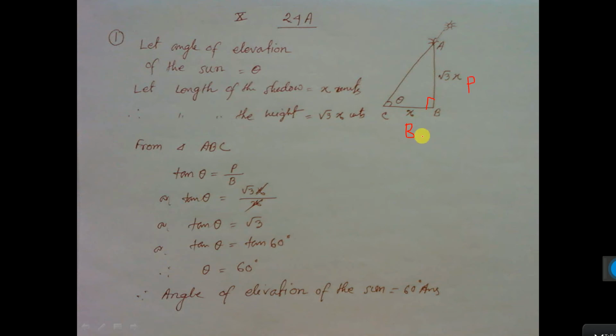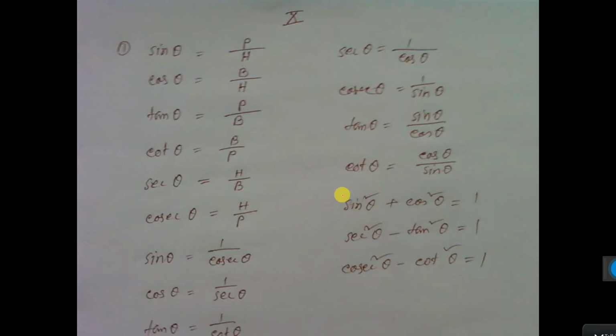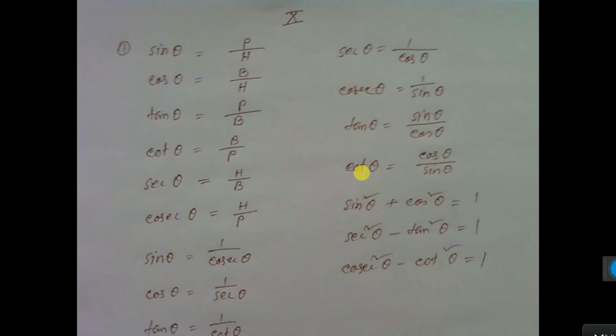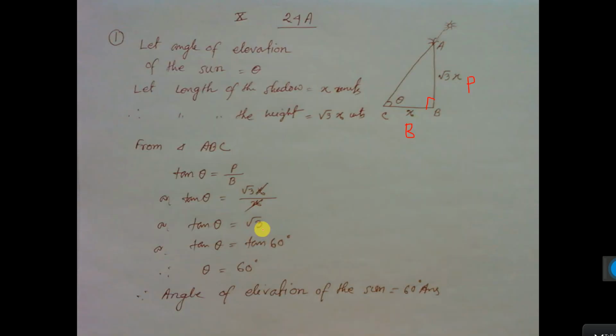So tan equals perpendicular by base. See here, perpendicular value is root 3 x and base value is x. X cancels, root 3. Now root 3 is tan of what degree? Tan 60 degree. See here, tan 60 degree is root 3. So here I have taken tan 60 degree. Now both sides tan cancel. So what is the angle? Theta. So theta is the angle of elevation of the sun. This is the answer.